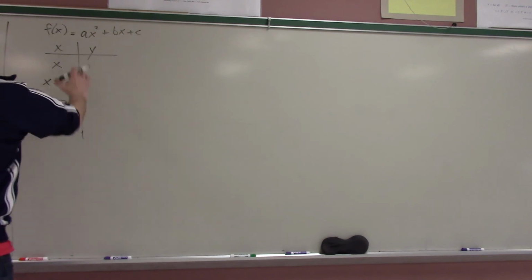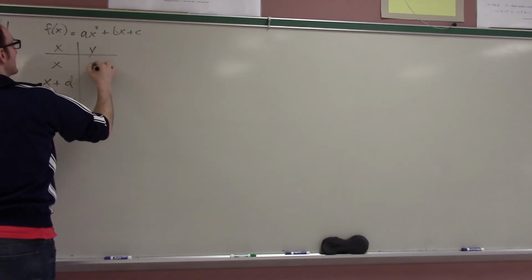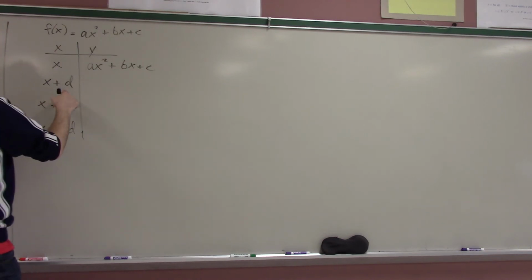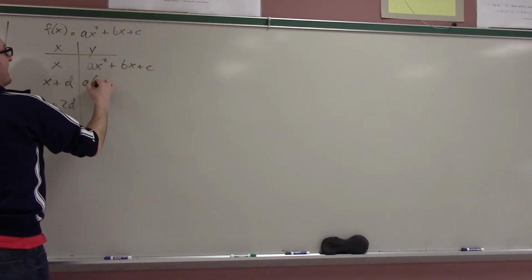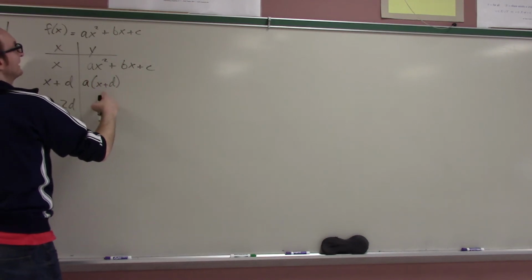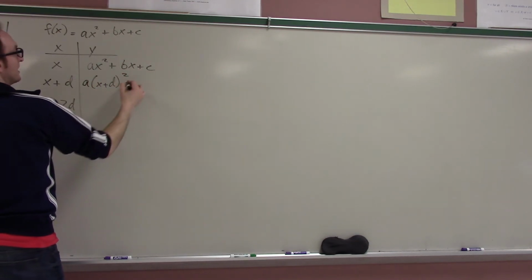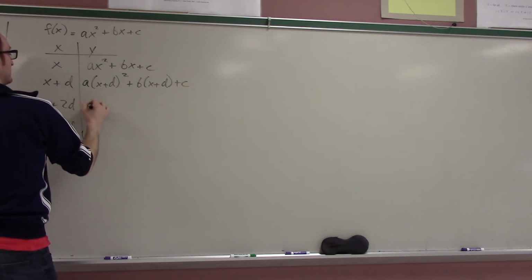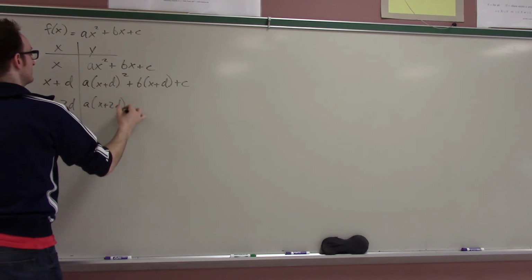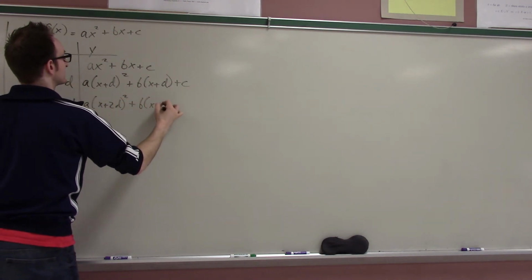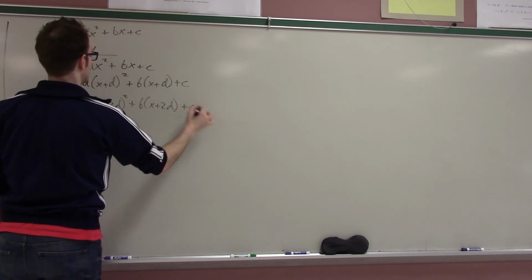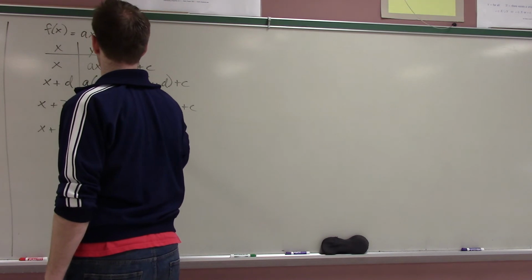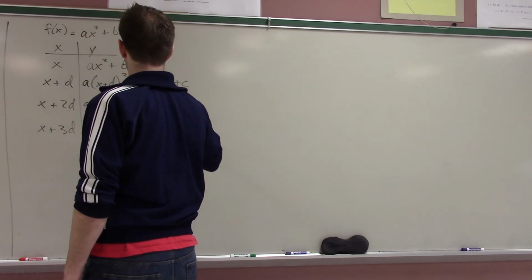I'll just do it. Okay, so if I plug in x, I get ax squared plus bx plus c. If I plug in x plus d, I get a times (x plus d) squared plus b times (x plus d) plus c. And here I get a times (x plus 2d) squared plus b times (x plus 2d) plus c. And a times (x plus 3d) squared plus b times (x plus 3d) plus c.